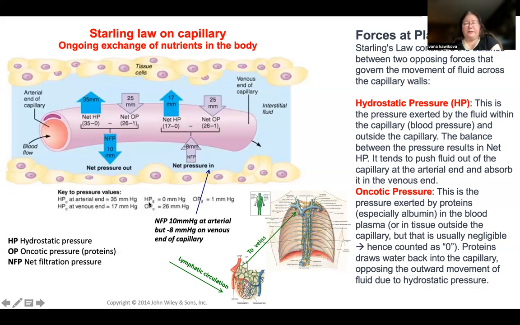So as a result, we have a constant filtration of fluid and absorption. So we are bringing nutrients and bringing oxygen and removing CO2. And the small amount of fluid also is checked whether there is any infectious pathogen that the immune response needs to respond to.